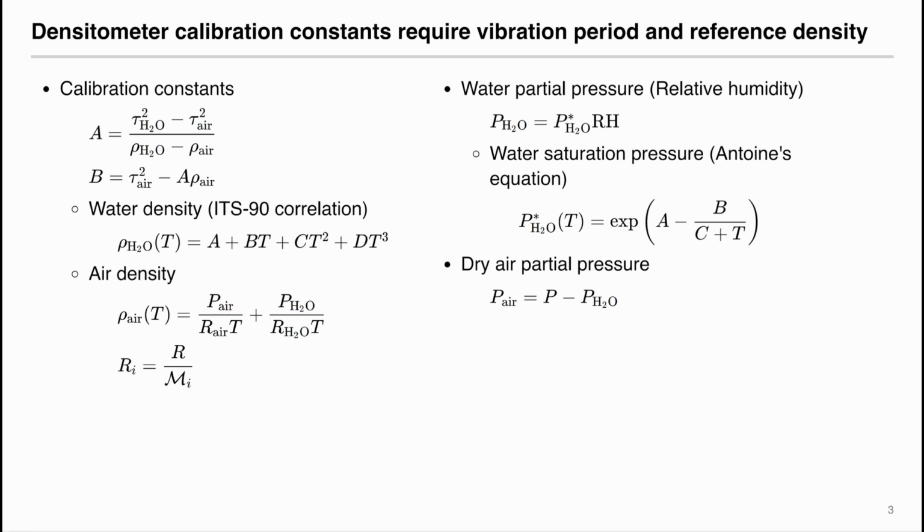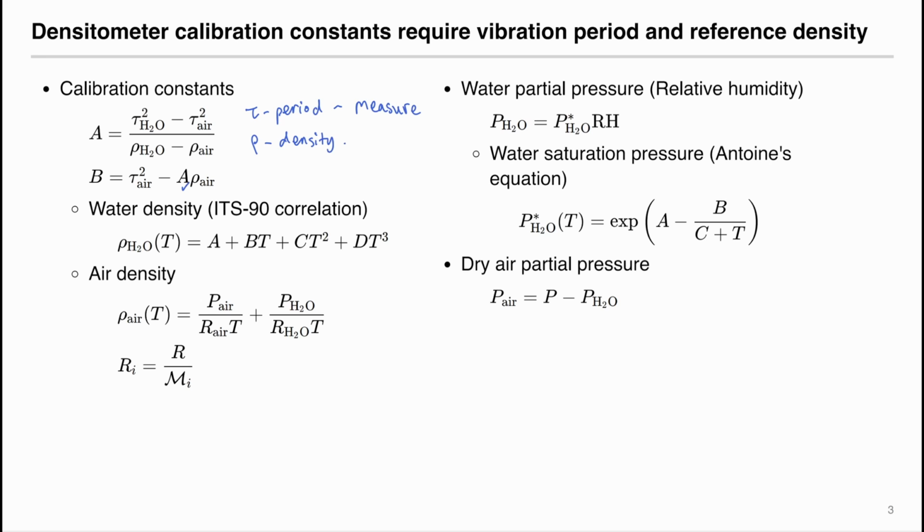The formulas for the calibration constants A and B are given by the manufacturer, where the calibration constant A relates the period tau of water and air and the density rho of water and air. And the calibration constant B uses the calibration constant A and the density and period of the air. The period is something that we can measure, but the density is what we also want.